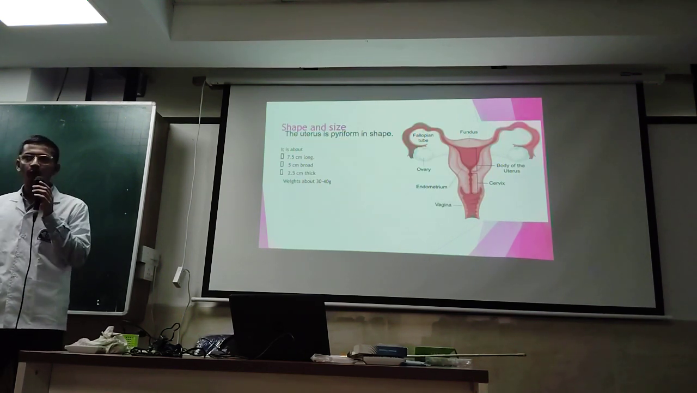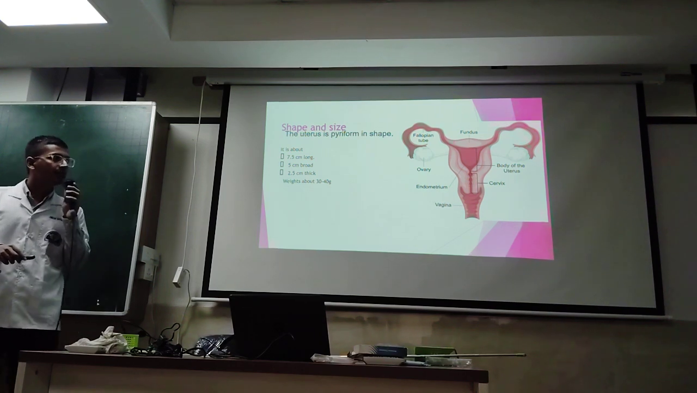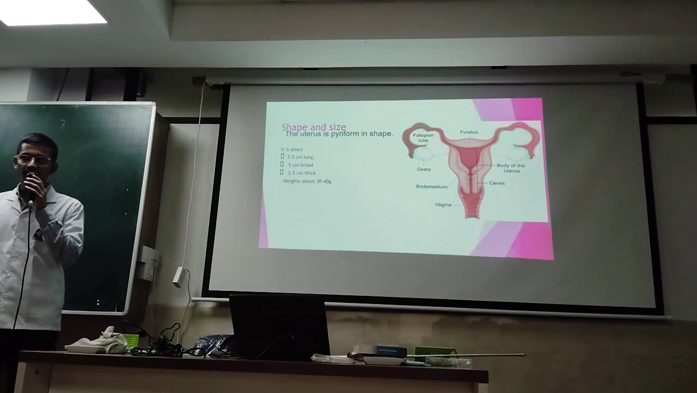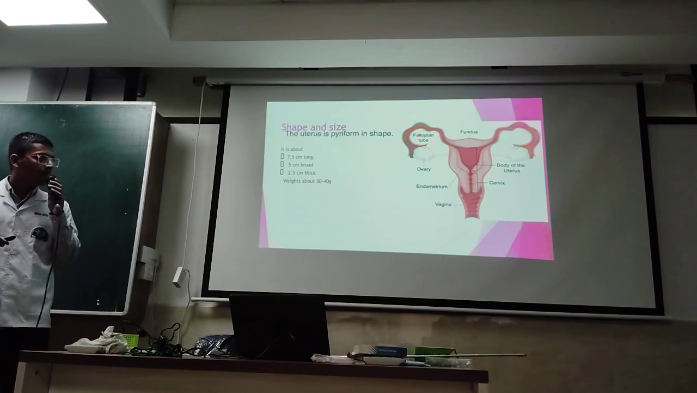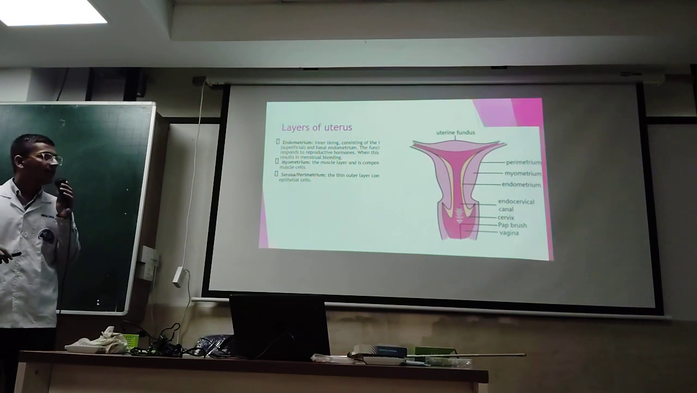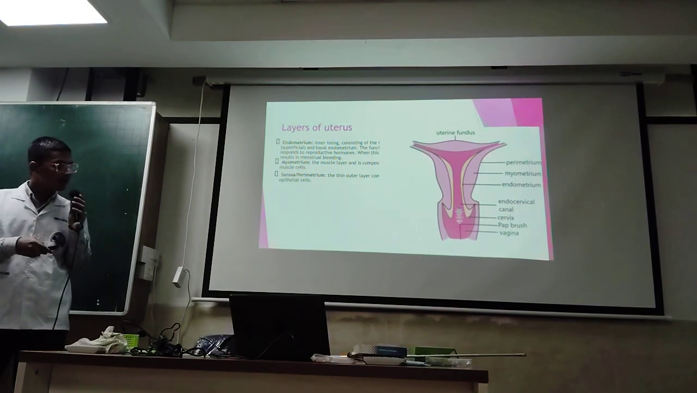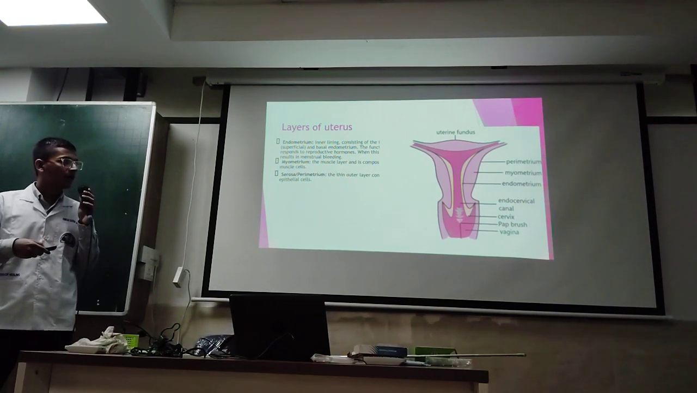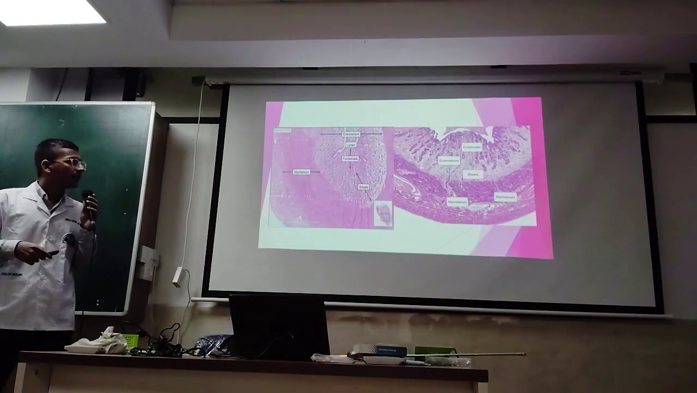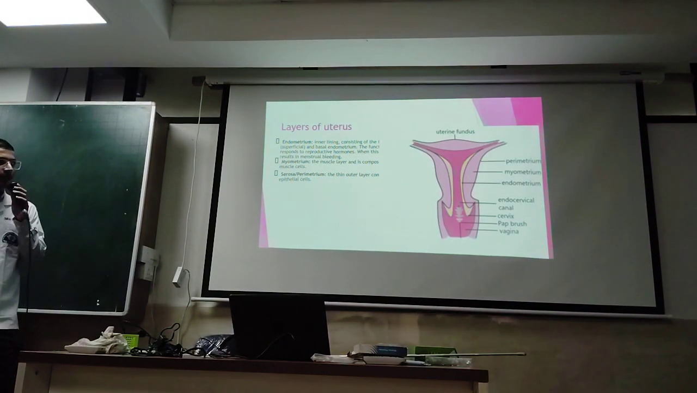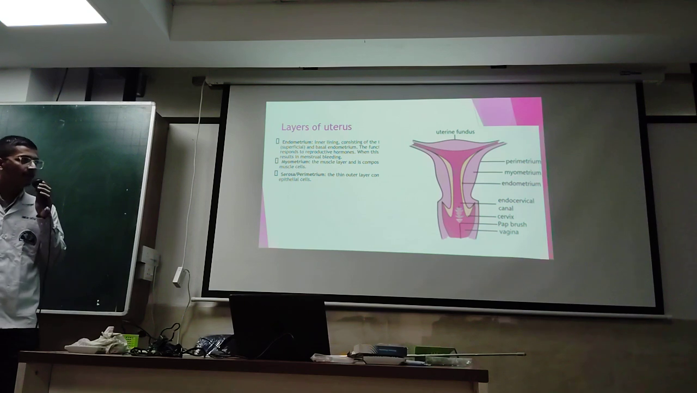While looking at the dimensions of the uterus, we see that the uterus is 7.5 centimeters long, 5 centimeters broad, and 2.5 centimeters in thickness, while weighing around 30 to 40 grams. Considering the layers of the uterus, there are three main layers. The innermost is the endometrium, the myometrium is in the middle, and the perimetrium is towards the outer side. The perimetrium is the outermost layer, which is thin, consisting of simple columnar cells.